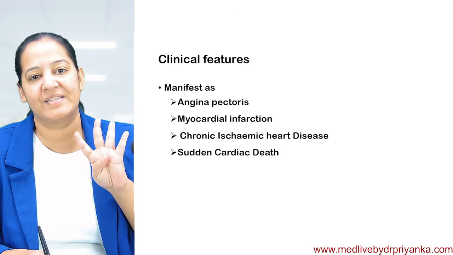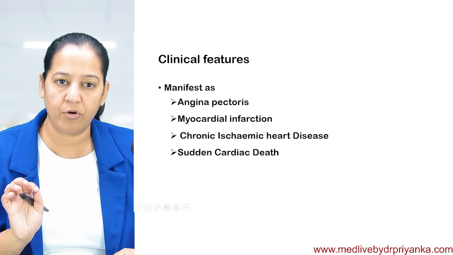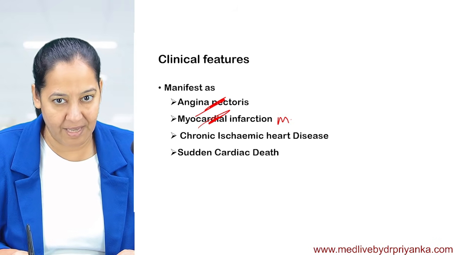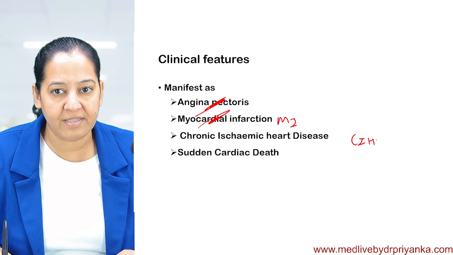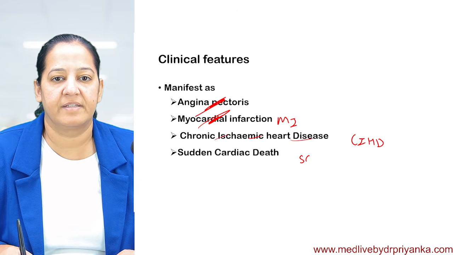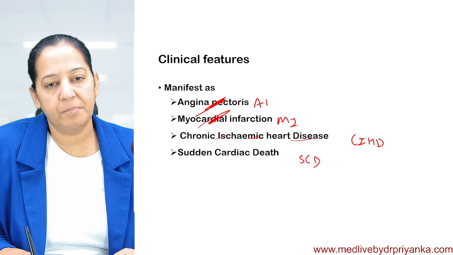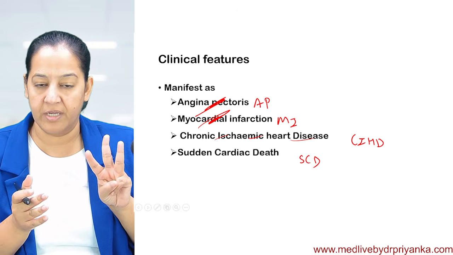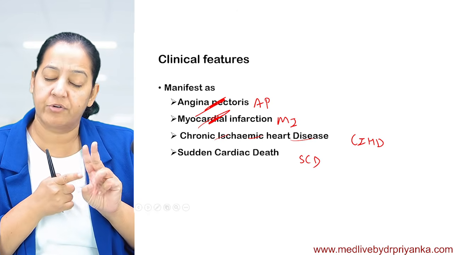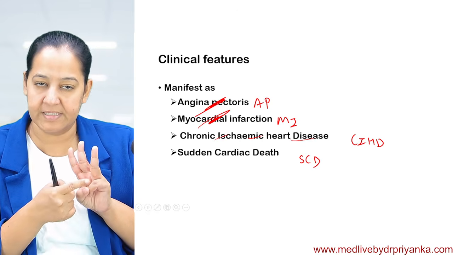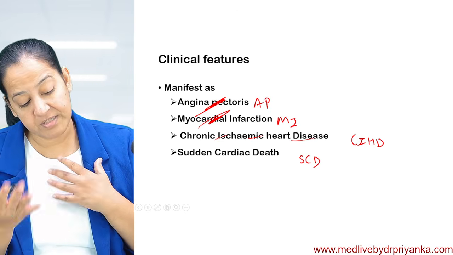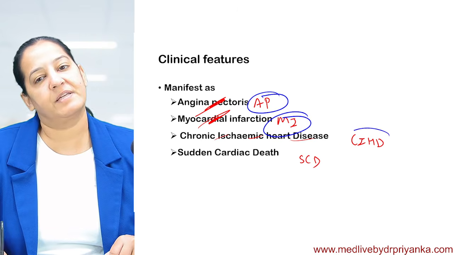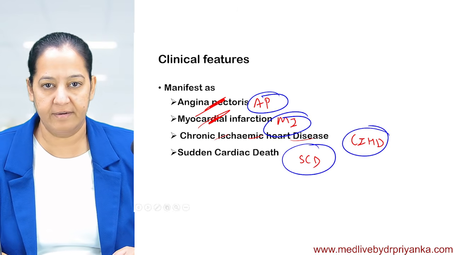So CAD manifests as one of 4 things. If the coronary gets obstructed, either the person has angina, or MI, myocardial infarction, or chronic ischemic heart disease, CIHD, or sudden cardiac death. So the person has one of the 4 things. If the coronary of any person gets obstructed, there are 3 coronaries. Maybe one of them is obstructed, 2 of them are obstructed, or all 3 are obstructed. It is known as triple vessel disease. Either the person has angina, or MI, or chronic ischemic heart disease, or sudden cardiac death.